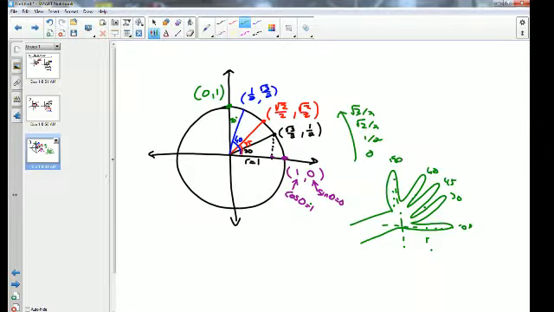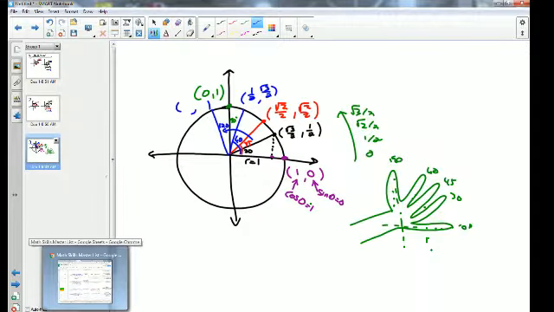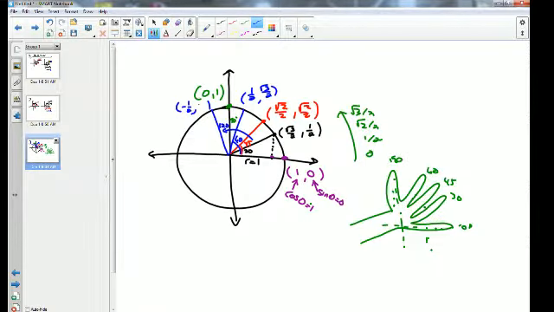Now let's look at the rest of the unit circle. This angle right here is 120 degrees. Here's what's really nice about this. It's the same numbers, you just have a negative. It's negative 1/2 and root 3 over 2.